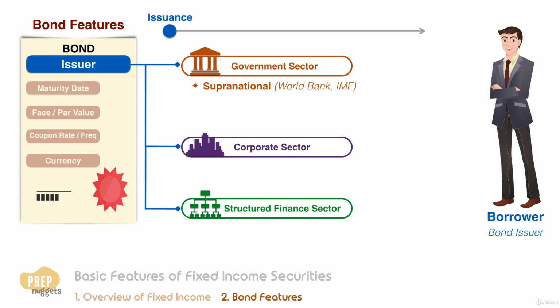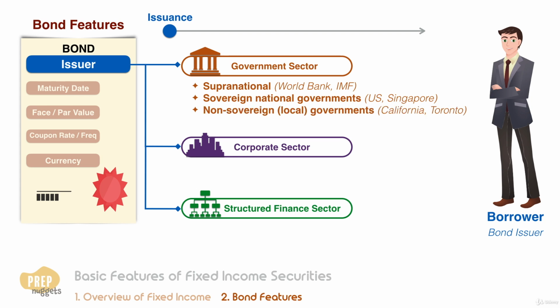The World Bank and the International Monetary Fund have been known to be active bond issuers to fund their programs. Several sovereign nation governments issue bonds to fund some of their budget. A prime example is US Treasury bonds, but many sovereign nations like Singapore issue sovereign bonds to investors. Non-sovereign governments are government entities that are not national governments. Examples of such entities include the state of California or the city of Toronto.